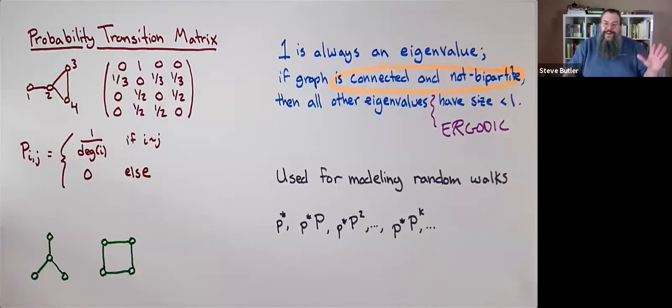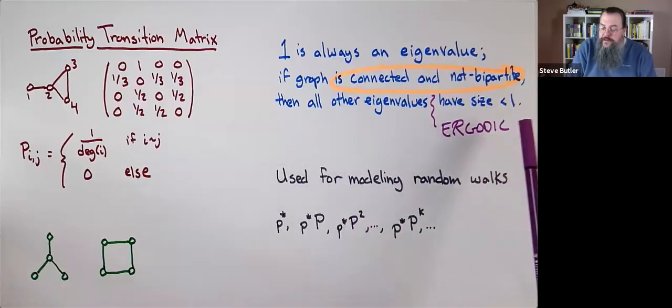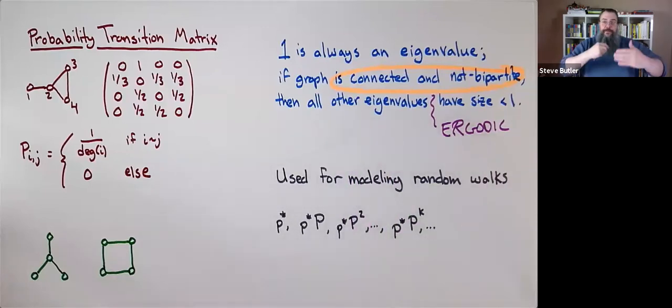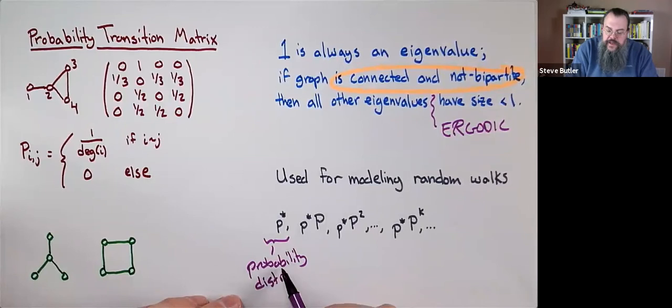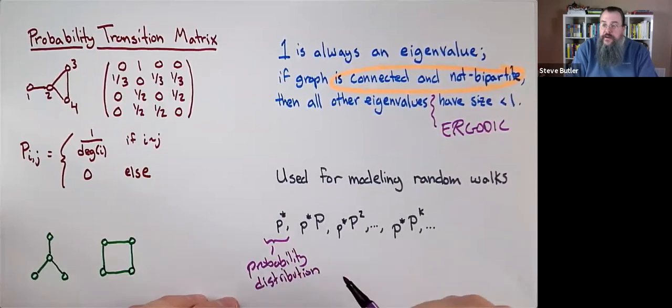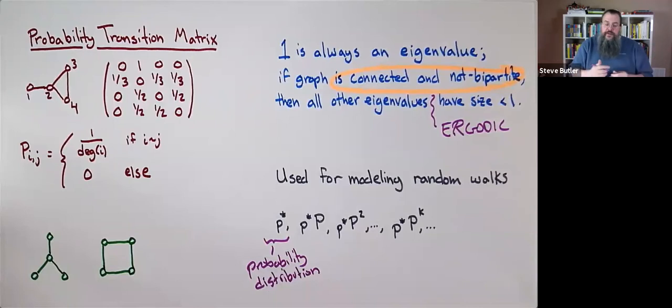Well, how do we know how well things mix? And the question comes down to, what's happening with the other eigenvalues? Because what happens with random walks? Well, you can think of it as having some sort of initial probability distribution. So this is an assignment to the vertices: how likely am I to be at any single vertex at the start? We want all the numbers to be greater than or equal to 0 and sum to 1. So that's a probability distribution.